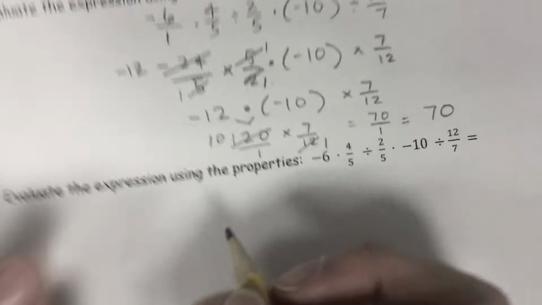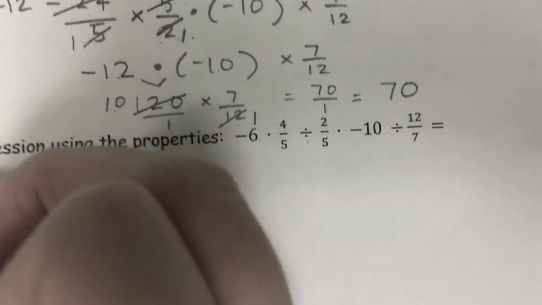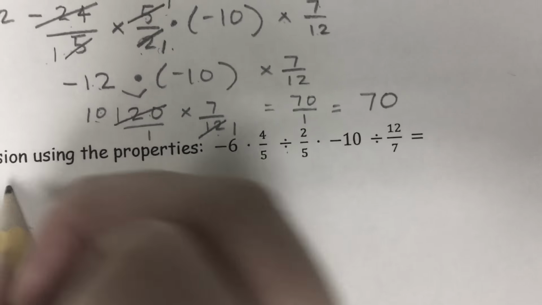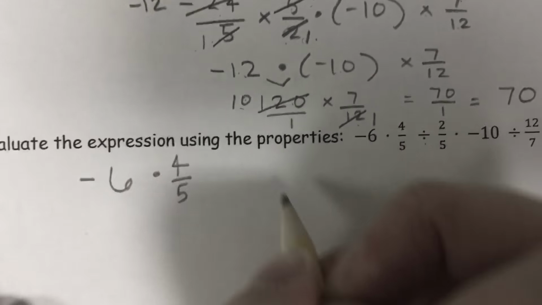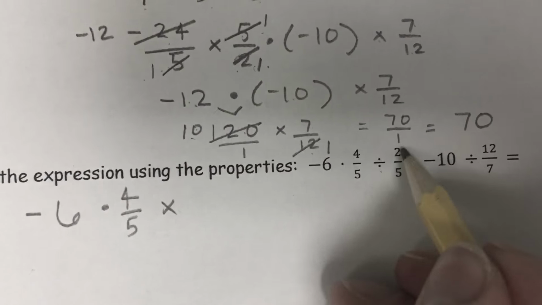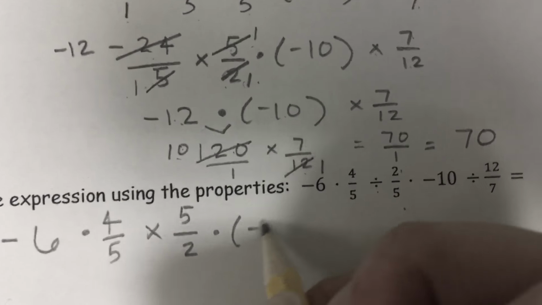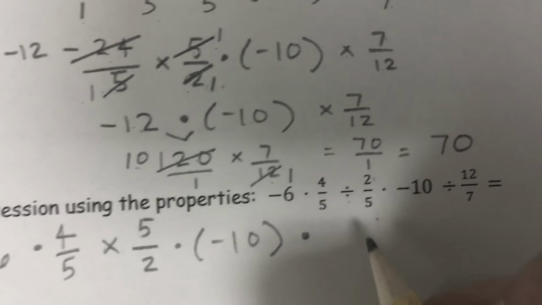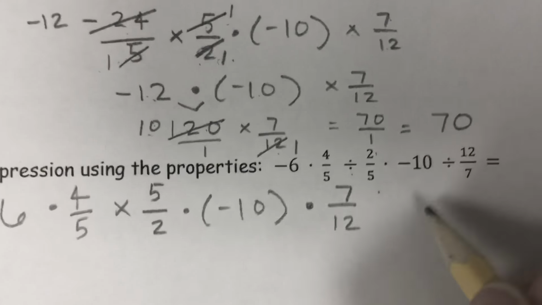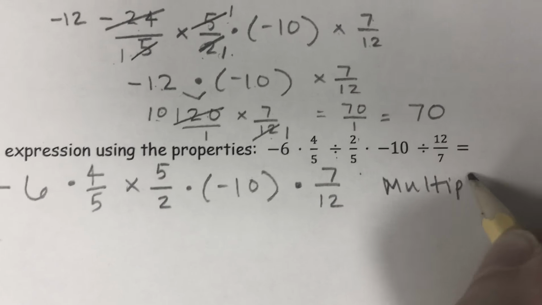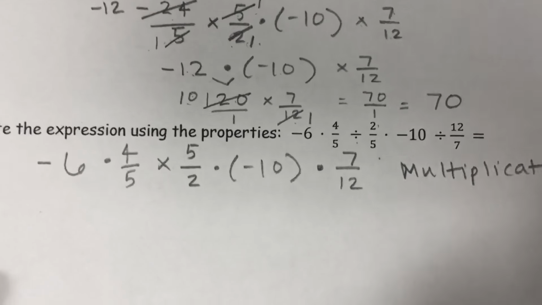What we're going to do first is, if I ever have division, I always right away make its multiplicative inverse. So I'm going to multiply by the inverse. Divided by 2/5, I'm going to multiply by 5 over 2, times -10, times 7 over 12. That's the multiplicative inverse. Make sure you guys are writing down the steps.